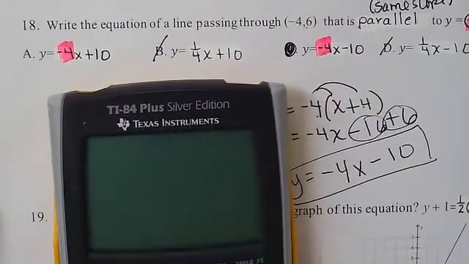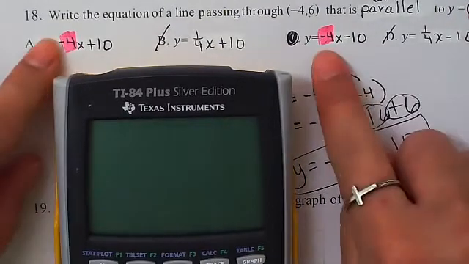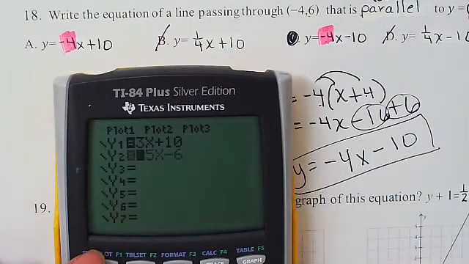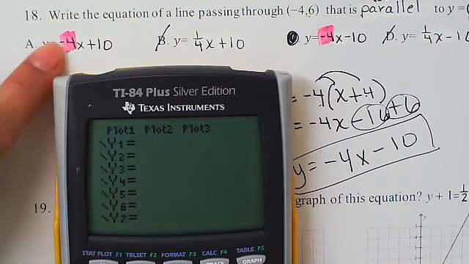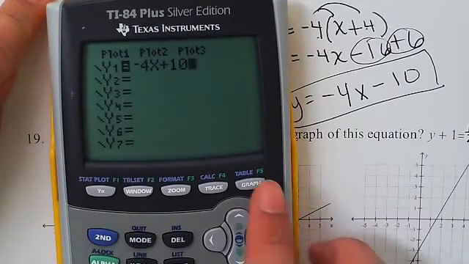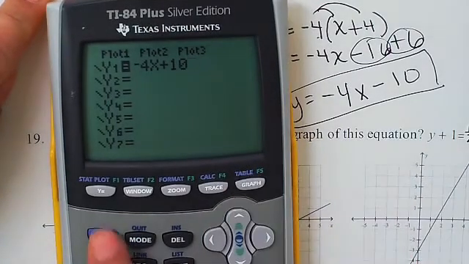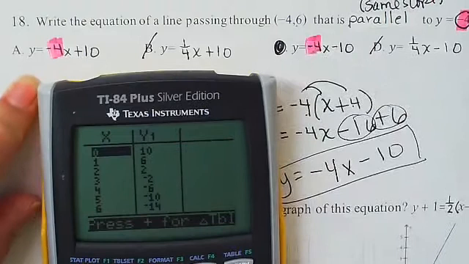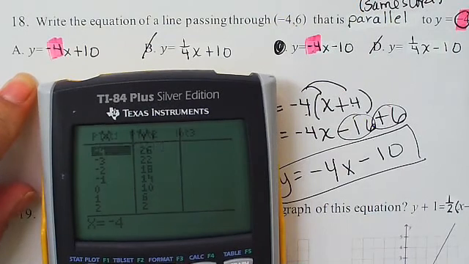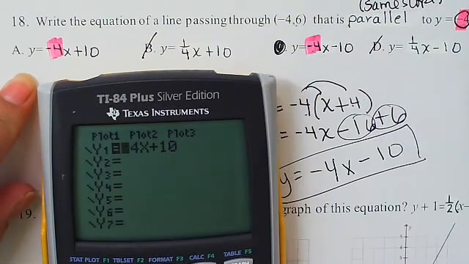Now another way to do this is, if you already know you're looking for the one that has a -4 as your slope, and since these equations are already in y equals, you can just type one of them at a time. Like if I take -4x plus 10 and I press second graph so that I can go to the table, I want to check, does -4, 6 appear in my table? No, you see that? It didn't.